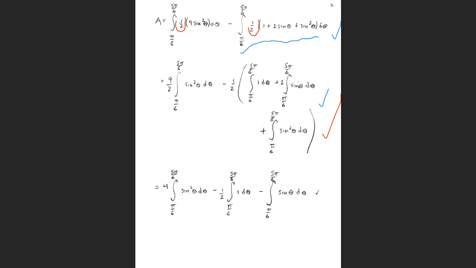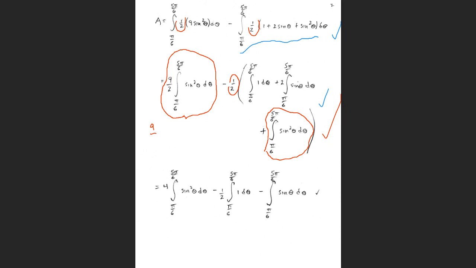And what happens, there's something nice here, you see. There are 2 integrals that are like, well, let me show you. You have 9/2 times this integral, pi over 6 to 5 pi over 6 of sine squared theta, minus 1/2 times the sum of those 3 integrals. But look at this integral here. This is the same integral. So we can combine those 2 integrals.